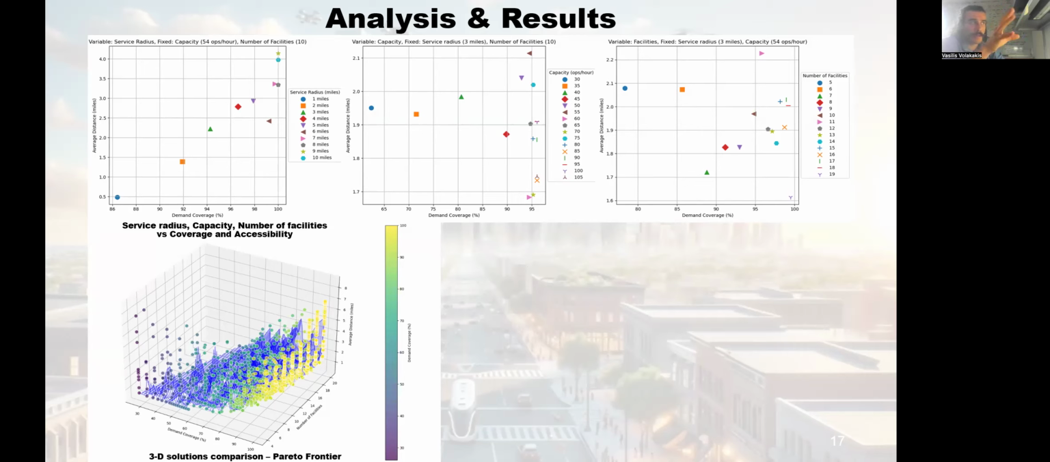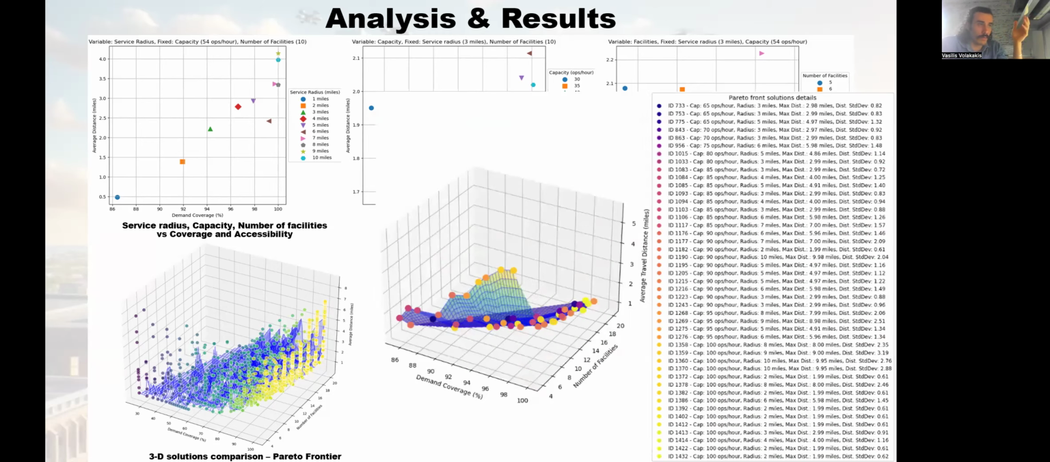And my apologies for those graphs. I definitely have to find a better way to show how the solution changes in terms of demand coverage and average distance. But this was the best way that I could think of. And on the bottom side, you have the 3D comparison and the Pareto frontier of all the solutions that were tested. And this is the Pareto front with its solution details in terms of capacity, radius, maximum distance, and the standard deviation.